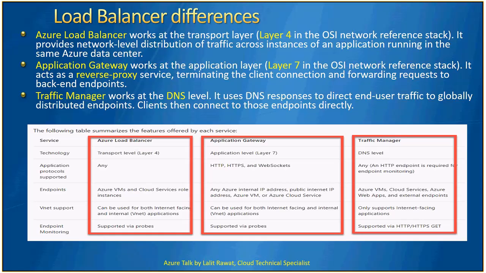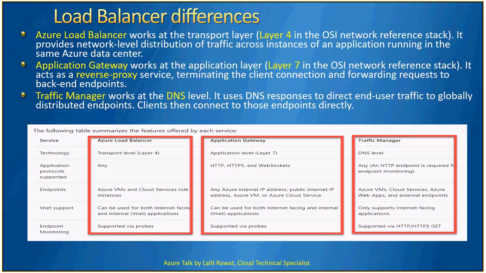As for the protocols supported, in the case of the load balancer, any protocol is supported. Anything on the TCP layer will work, whereas application gateway supports only HTTP, HTTPS, and WebSocket. On the Traffic Manager side, any HTTP endpoint will work for monitoring. Similarly, for VNet support, only load balancer and application gateway can be deployed in a VNet, but Traffic Manager cannot be deployed inside the VNet.